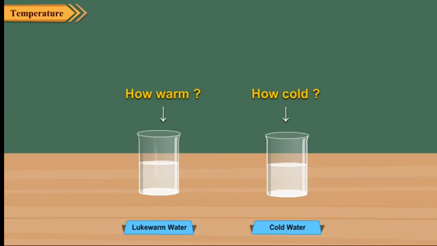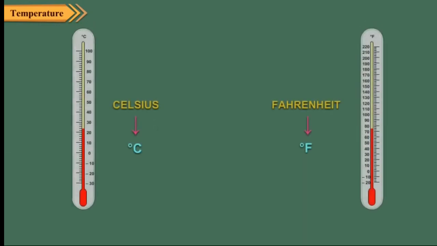Can you see how cold or how warm the water is? The answer is no. By dipping fingers, we can just say which tumbler has warm water and which has cold water. But we cannot see how much cold or how much hot the water is. This measurement is called temperature.